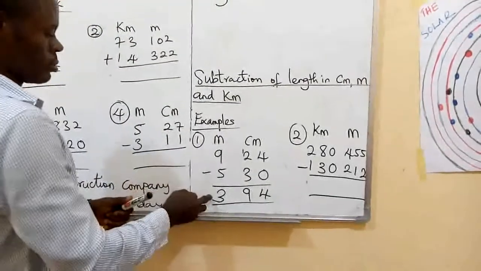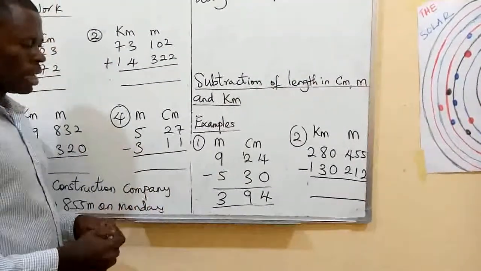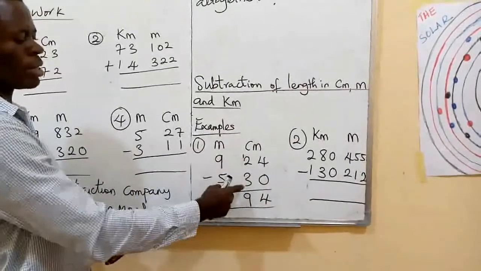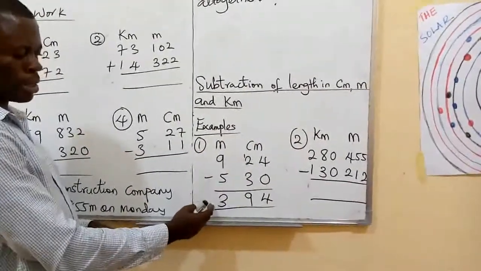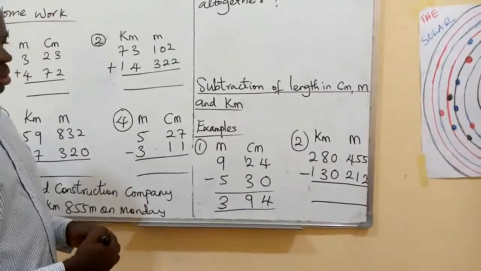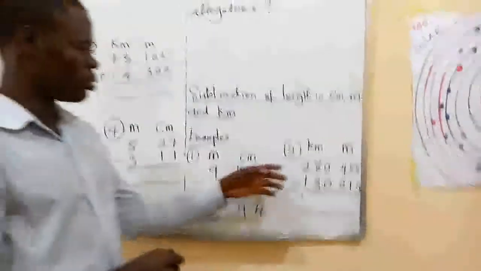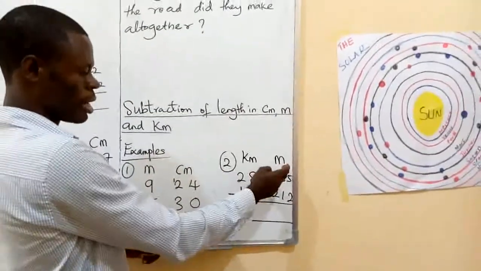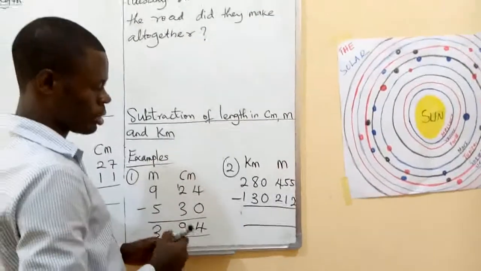So 9 meters, 24 centimeters minus 5 meters, 30 centimeters is 3 meters, 94 centimeters. Alright? The next we're going to look at is example 2. We have kilometers and meters here.